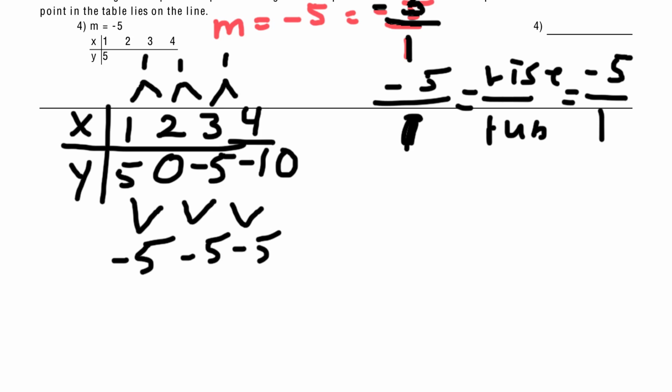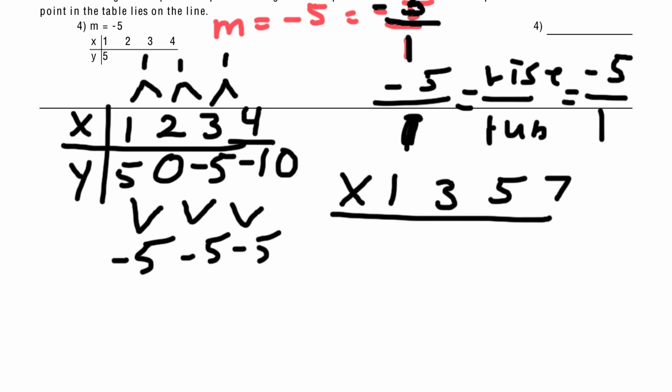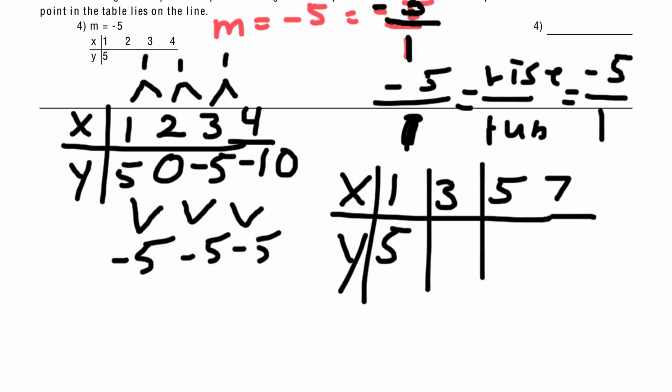We've completed the table. But what if, for some reason, the difference wasn't 1? What if the x values were 1, 3, 5, 7, and y was 5? What would these be? How can we figure that? Because then the difference is 2, 2, 2.